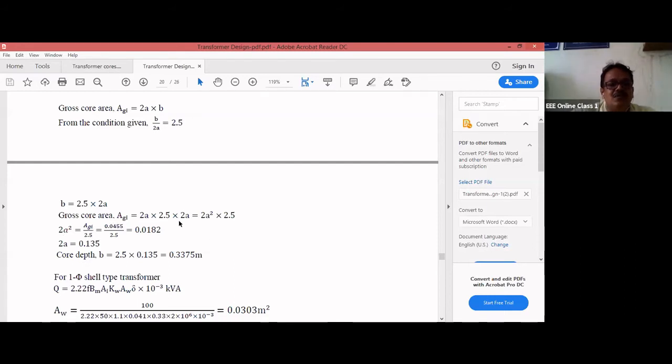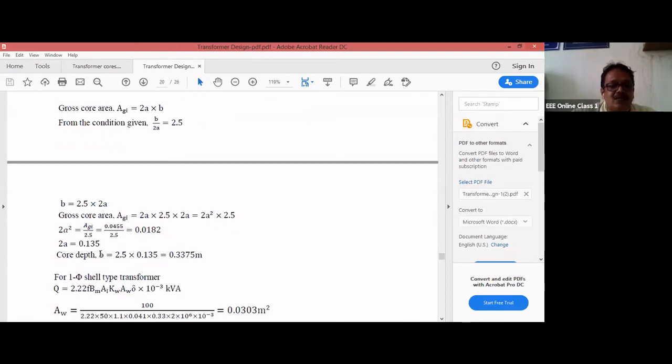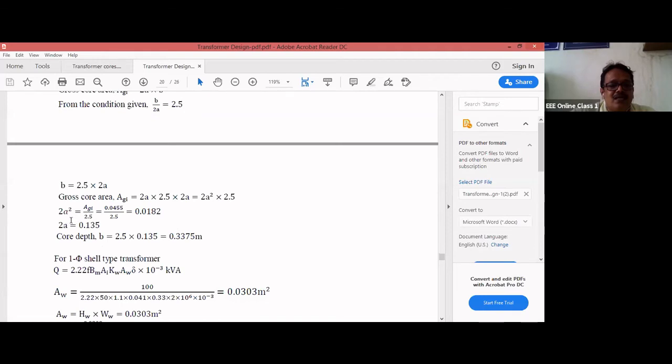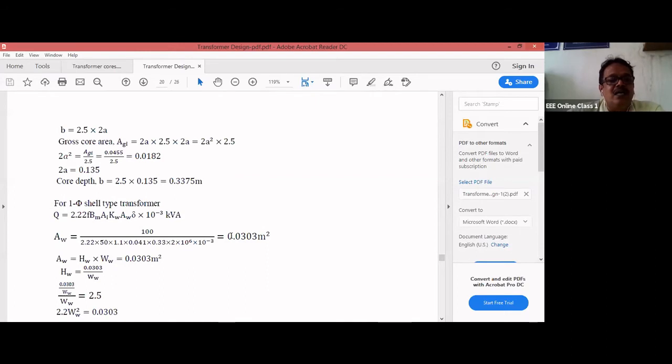Agi is already known: 0.0445. Substitute here and calculate 2A. 2A is equal to 0.135. If you want to calculate A also, you can, because the width is 2A and depth is B, no problem. So 2A is equal to 0.135. Once you know 2A, you can calculate the depth. So B is equal to 2.5 into 0.135, which is 0.3375. So that is your depth.